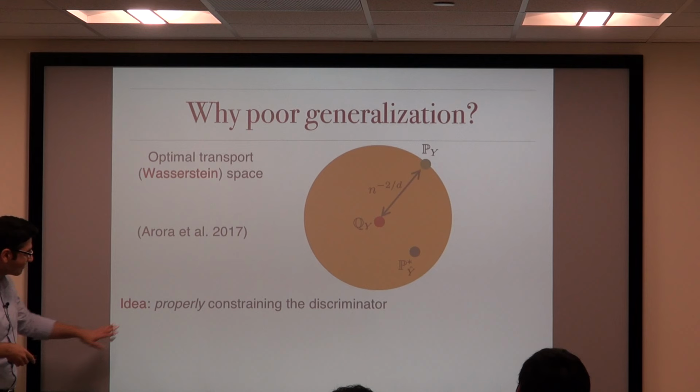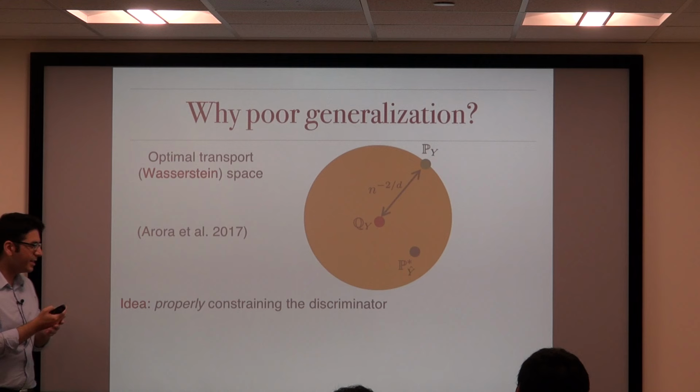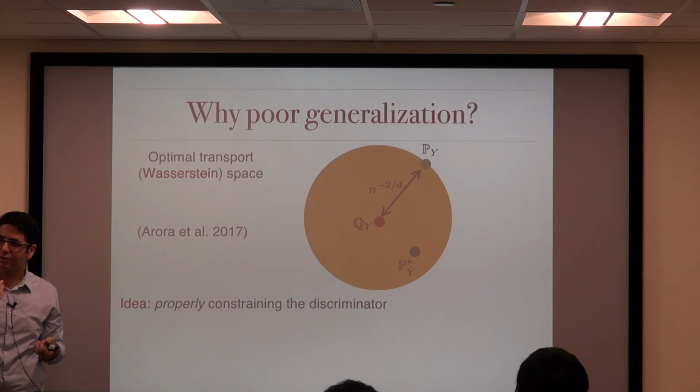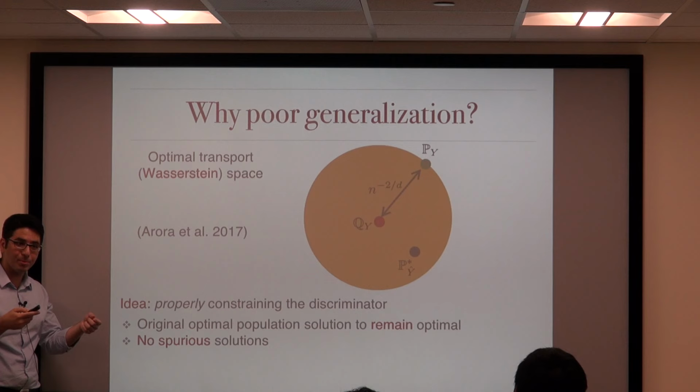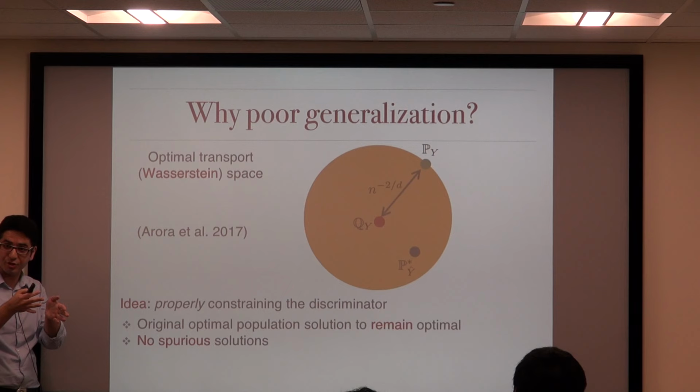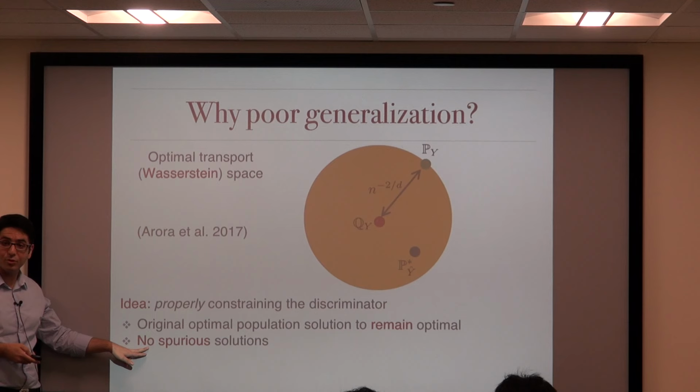Okay, so what can we do about this? The idea is to properly restrict the discriminator, because my generator is already restricted, right? It's a linear function. If I do this, I need to maintain two properties. One is that my original good optimal solutions remain optimal when I do this restriction, because now I'm changing my optimization problem. But I also don't want to introduce spurious optimal solutions by introducing these new constraints.